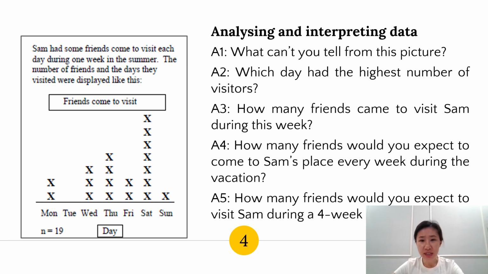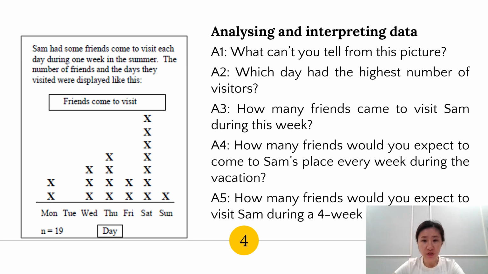A3, how many friends came to visit during this week? And A4, how many friends would you expect to come to Sam's place every week during the vacation, and why? So perhaps we add the question why to allow students to justify, based on the case that's presented to them, why they would think that this number of friends would visit Sam during vacation.